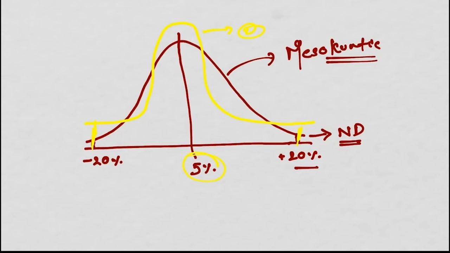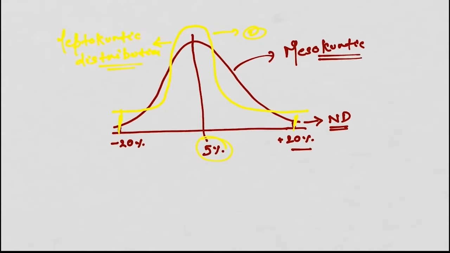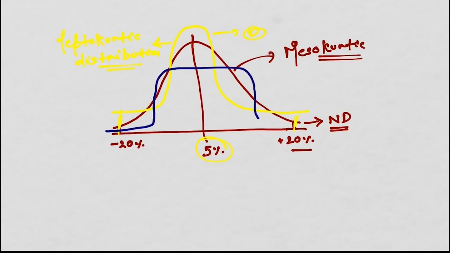If a curve, such as curve 2, has a fatter tail, when compared with the normal distribution, it is called a leptokurtic distribution. And if you have a thinner tail, compared to the normal distribution, that is called a platykurtic distribution.